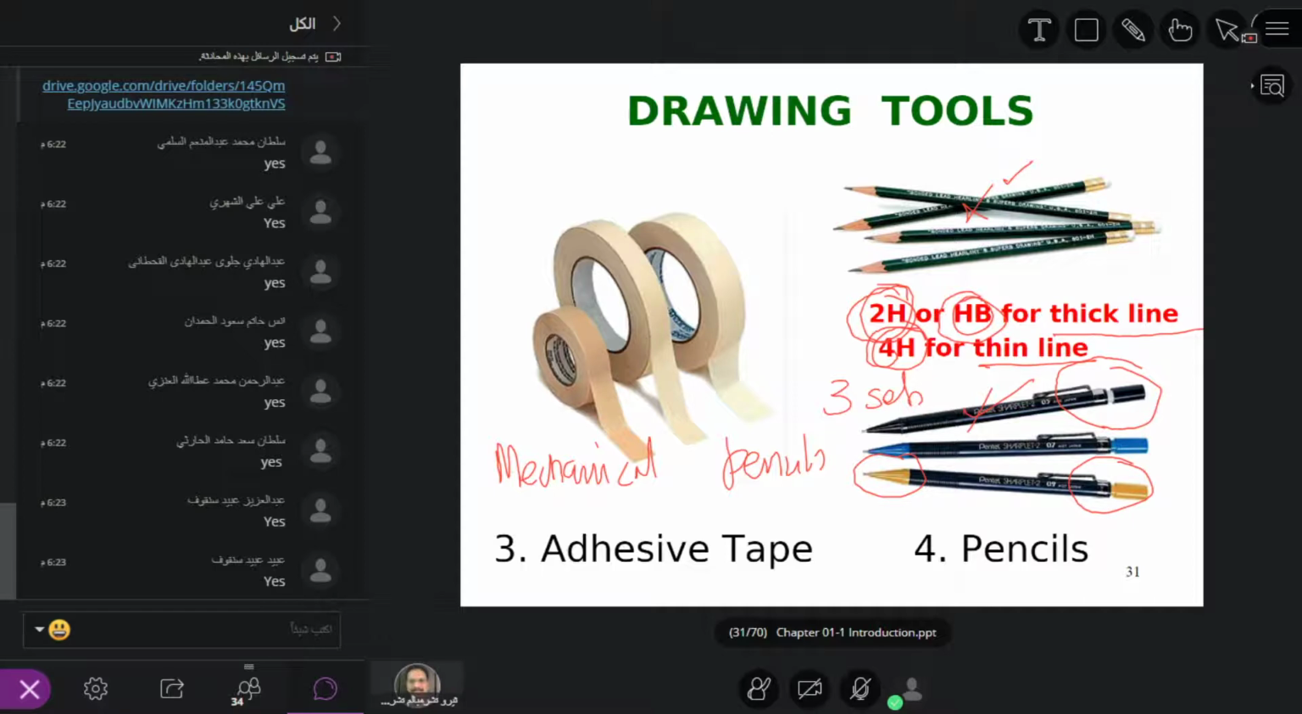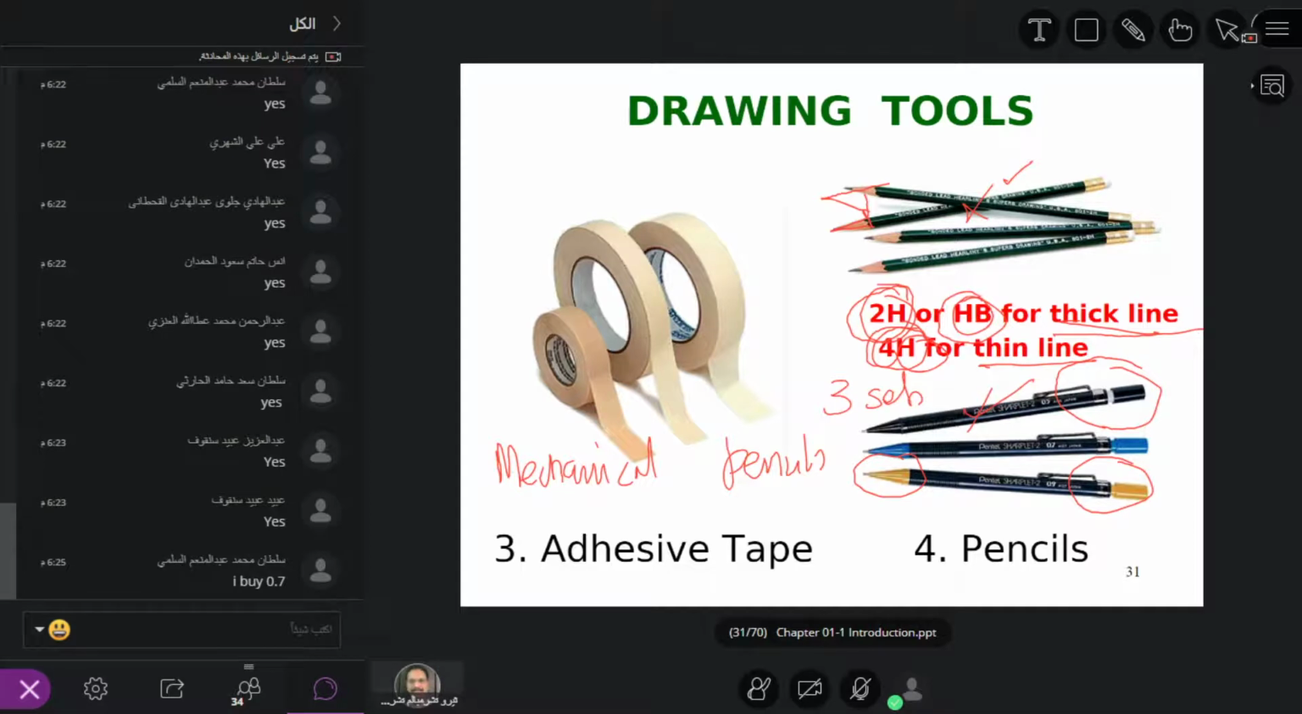It will save you a lot of time, because you're not a secondary school student to use this to make it sharp. Don't use a sharpener. So better buy the mechanical pencil. With 2H, HB, and 4H, 2H and HB are for thick lines. This one is for thin lines. This is another very important thing. Good. 0.7 is good. 0.5 will be much better. Yeah, no problem. That'll be much better.